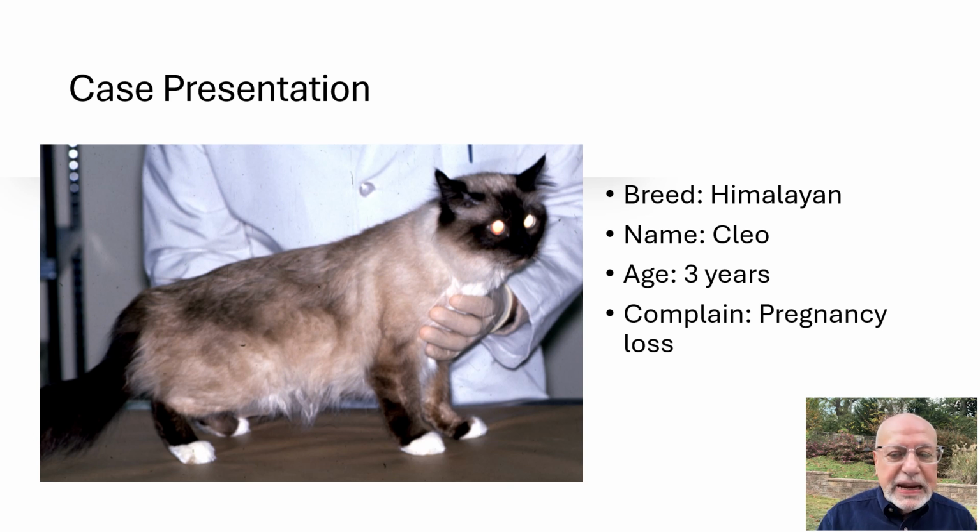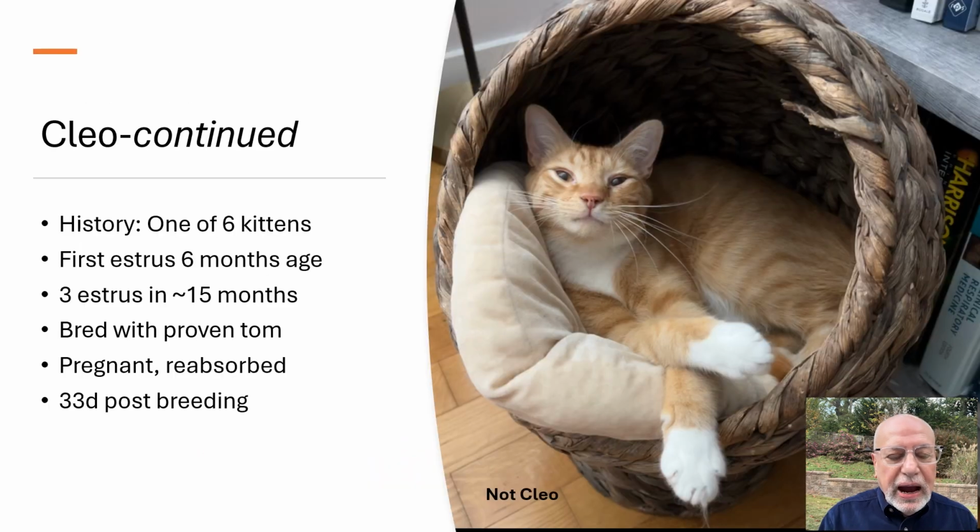So Cleo, the name of the cat, is a Himalayan breed, about 3 years old. Her complaint was that she loses her pregnancy when she gets pregnant. Now, how does it happen? Well, let us look at the history of this animal, Cleo. By the way, the picture you see is not Cleo, but the first picture I showed you, that is Cleo. She was born one of 6 kittens. The first estrus came when she was about 6 months old.